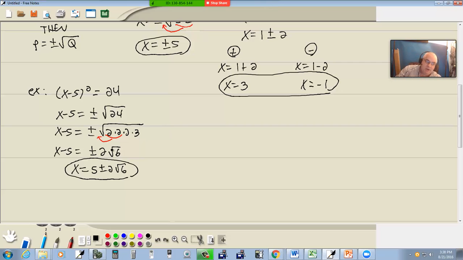Sometimes on these you have i's appear. Remember i is whenever you have a negative inside of a square root.